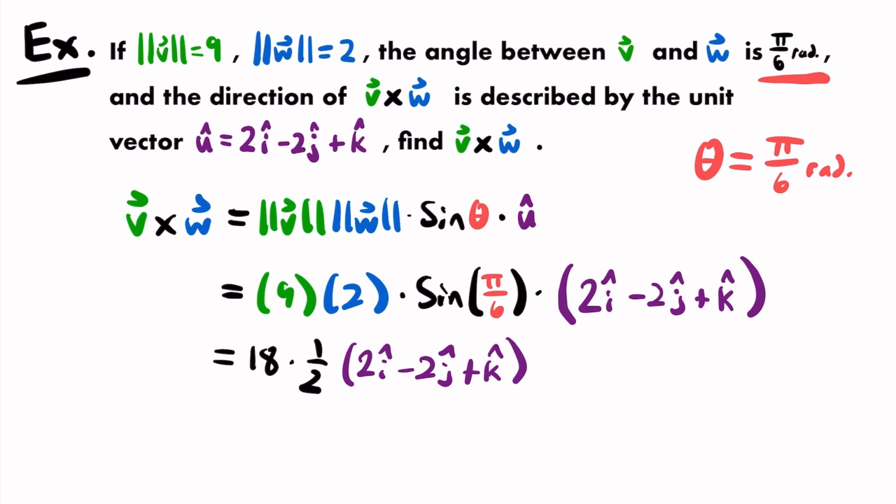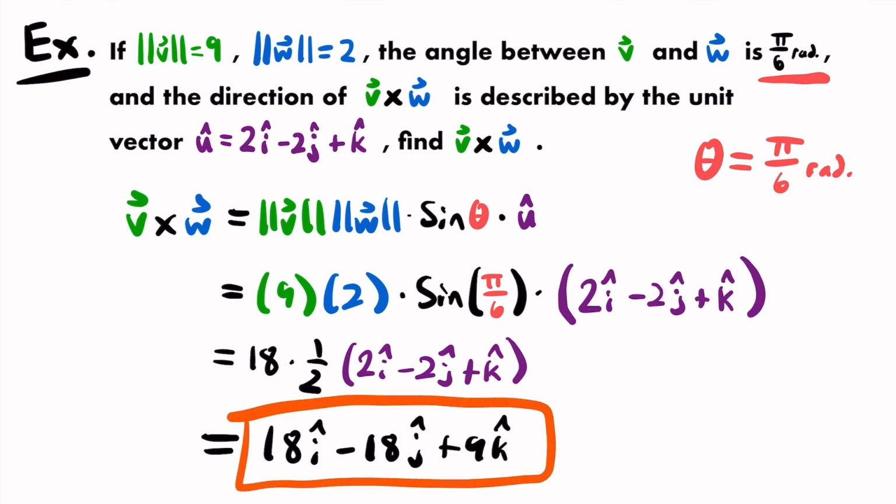18 times 1/2 is 9, so now we're just going to be multiplying 9 by each of these components, or each of these terms. And so our final answer is that this cross product will be equal to 18i minus 18j plus 9k, right? 18 times 1/2 is 9, like we said, and then 9 times 2i is 18i, 9 times negative 2j is negative 18j, and then 9 times k is 9k. And so that right there is the cross product of vector v and vector w using the magnitudes of those vectors, the angle between them, and the direction of that cross product.